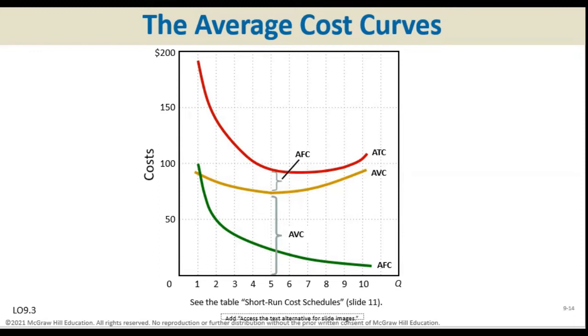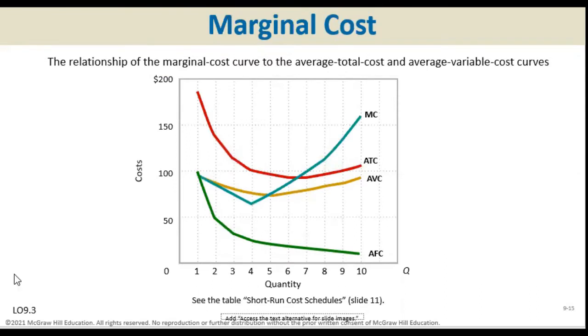So the average total cost, which is again here, I show you as the vertical sum of the average variable cost and the average fixed cost, right? The only difference between the average total cost and the average variable cost is the average fixed cost, right? So the relationship of the marginal cost curve to the average total cost and the average variable cost.